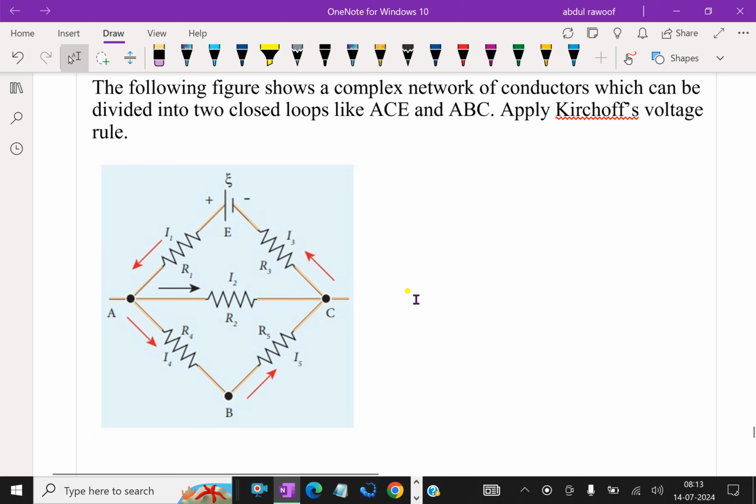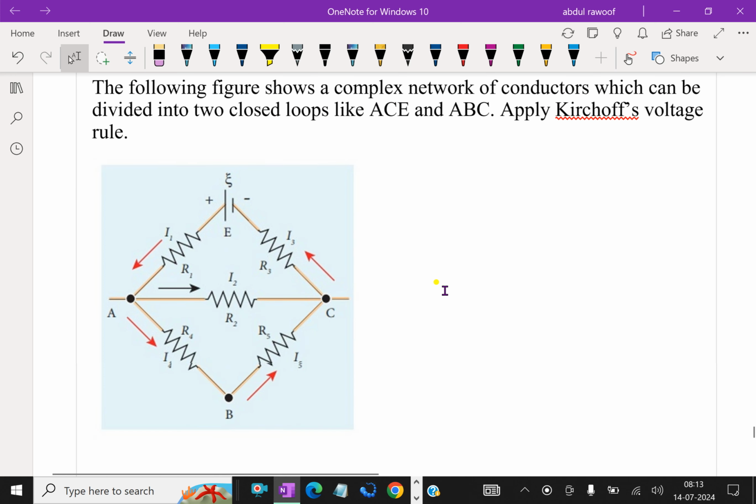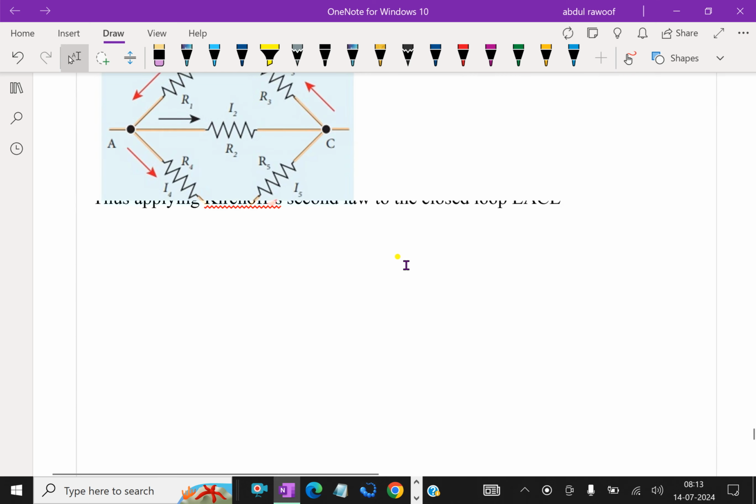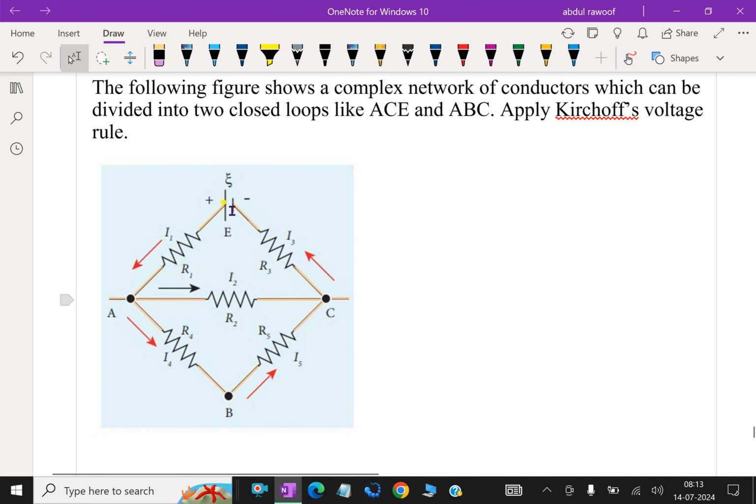Next one, Kirchhoff's second law, the voltage rule or loop rule. The following figure shows a complex network of conductors which can be divided into two closed loops like ACE. Look at here, this ACE is one loop, and another loop is ABC. We are considering both loops together. First, I1 R1, it is this loop.